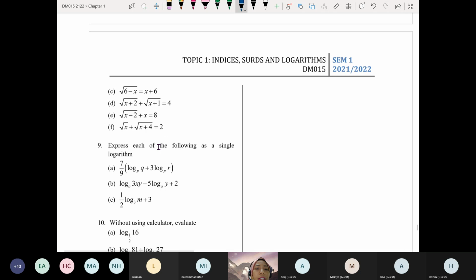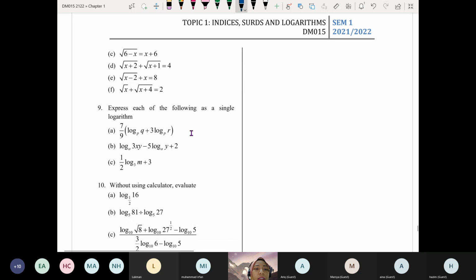And then what else? Which question? Okay. Someone asked me about question 9C. Let's do 9C. Okay. The question is: express each of the following as a single log.